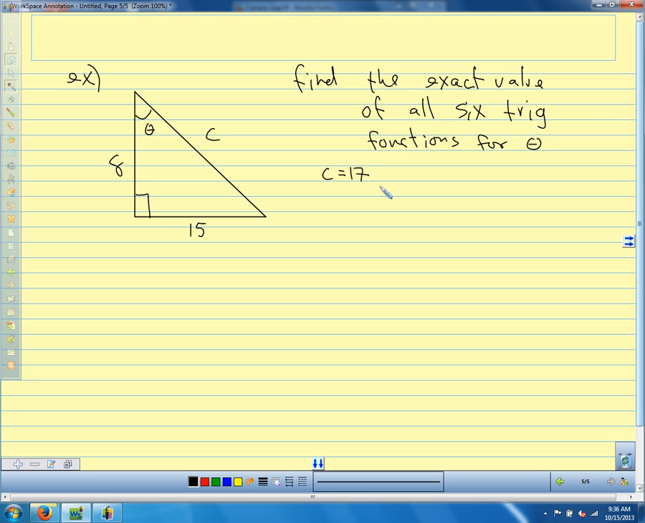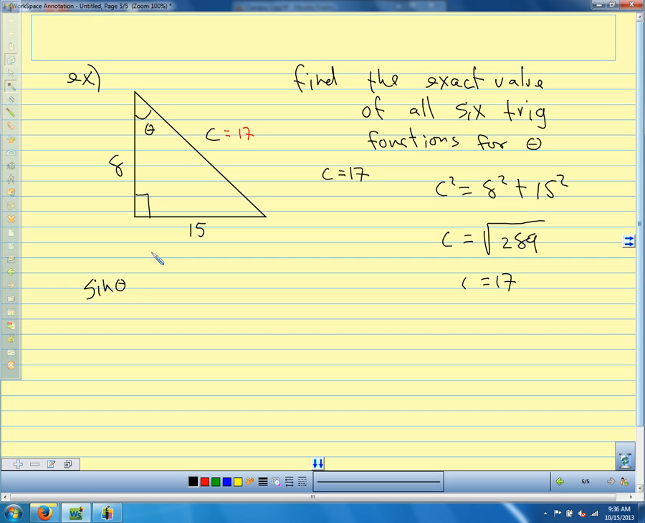If you didn't recognize that, what could you use? Pythagorean Theorem. Always works on a right triangle. So we could say C squared equals 8 squared plus 15 squared, and that tells us C equals the square root of 289, and we would end up with C equals 17. So now we know C equals 17. We can write all of our trig functions.